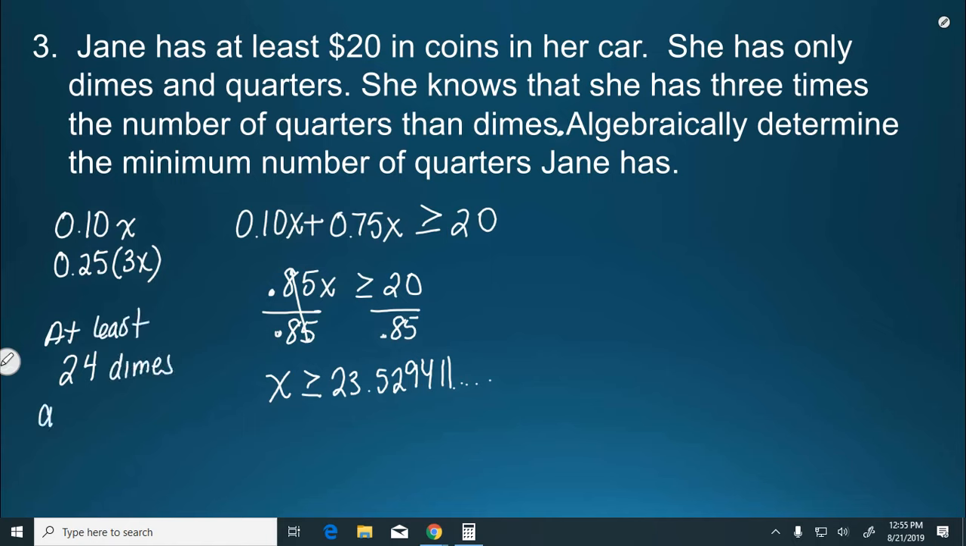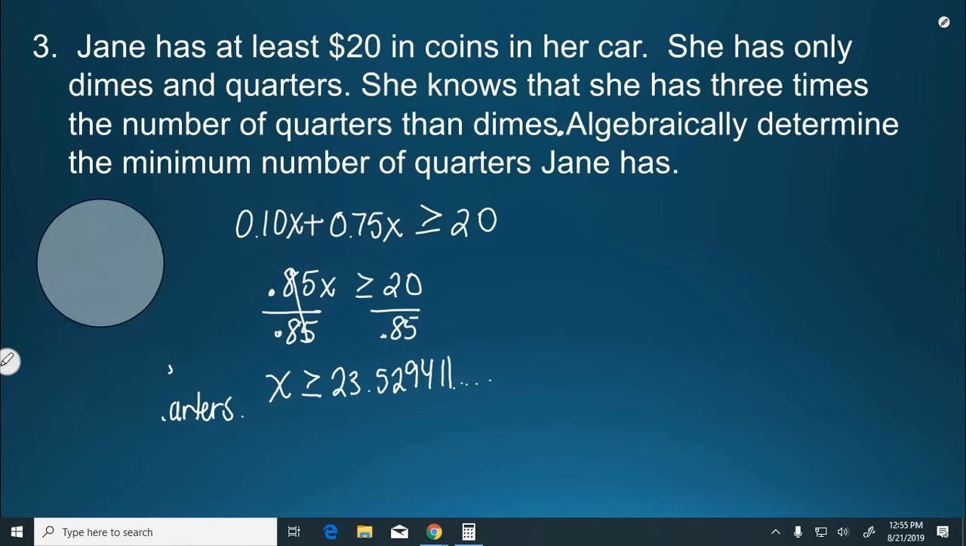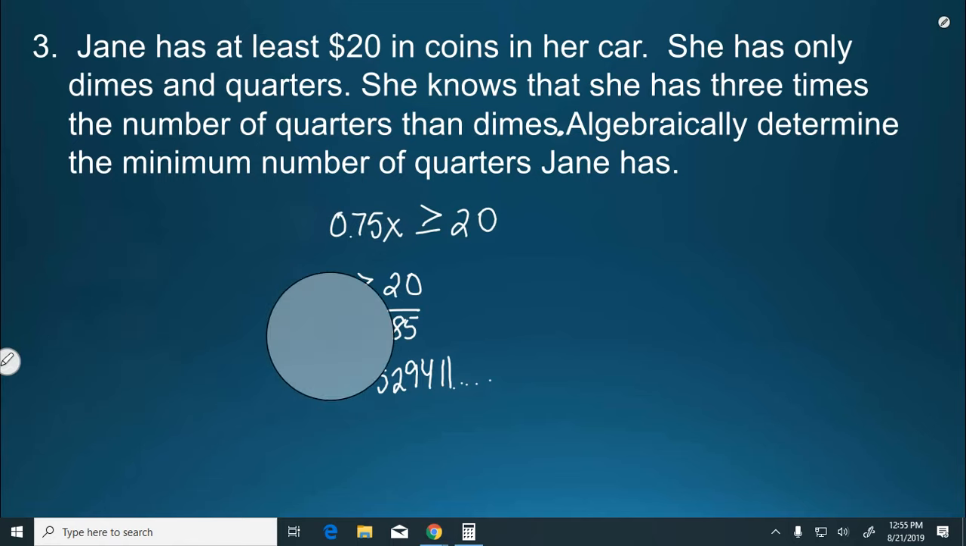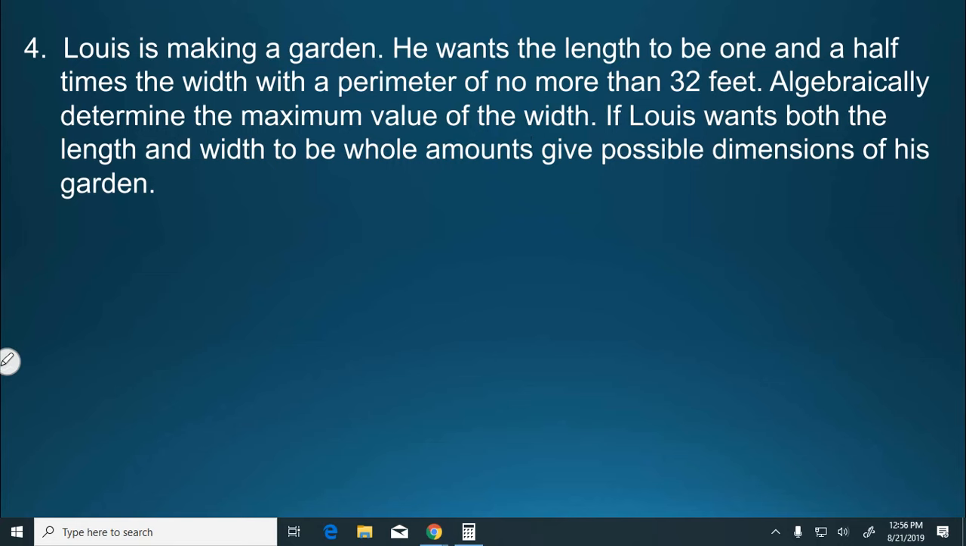Okay. All right. So we've made some sense here of that problem. Let's go on to another one. Hopefully you're understanding where I'm getting all these answers from. All right. 4. Lewis is making a garden. He wants the length to be 1.5 times the width, with a perimeter of no more than 32 feet. Algebraically determine the maximum value of the width if Lewis wants both the length and width to be whole amounts. Give possible dimensions of his garden.